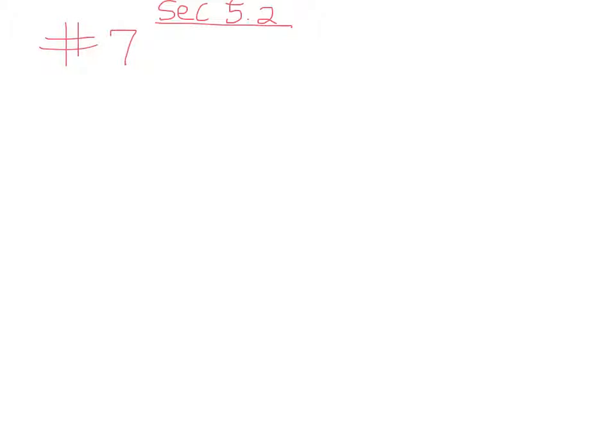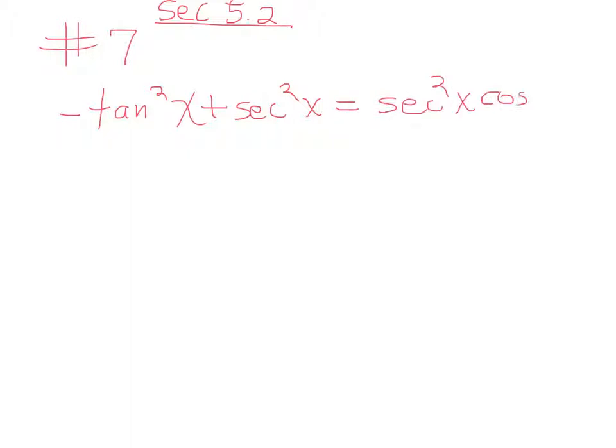In problem number 7, we have negative tangent square of theta, or of x. I love theta. Have you noticed that? Just everything, I want to put theta on it. Okay, so tangent square of x, and then plus secant square of x, and that is supposed to be equal to secant square of x, and then cosine square of x.